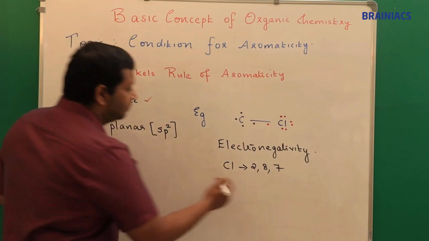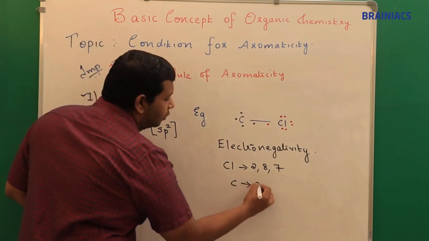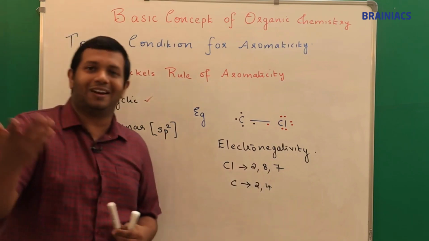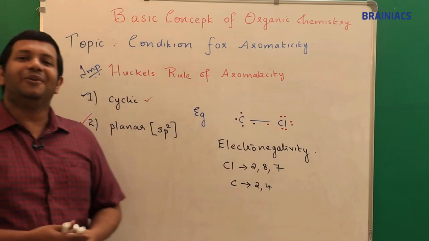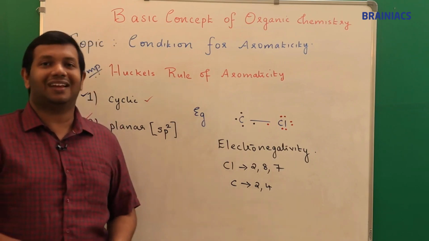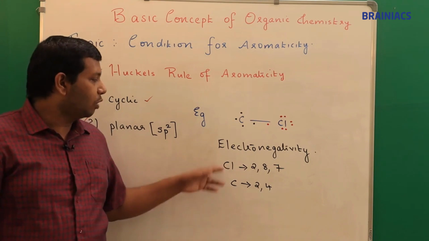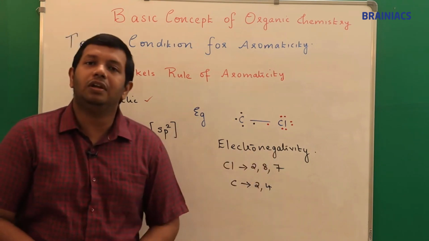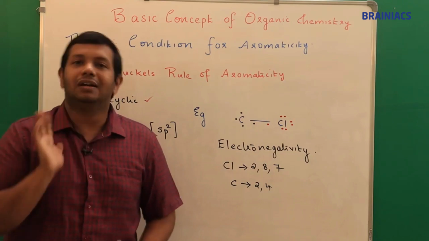Now take carbon. What is the configuration? 2, 4. Now tell me, for carbon, what is the tendency? To lose 4 electrons or gain 4 electrons? You know that carbon has a tendency to share the electrons. Correct? So who is more electronegative here, chlorine or carbon? I can clearly say chlorine is more electronegative than carbon.